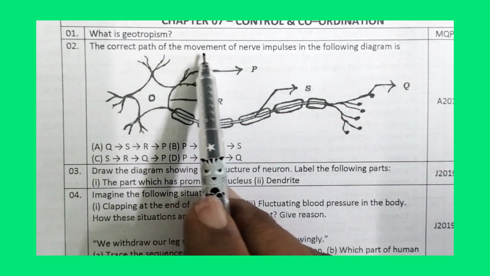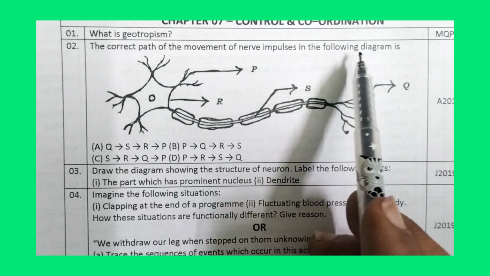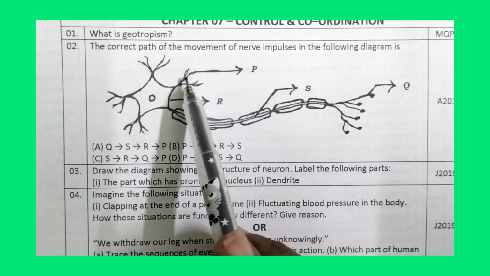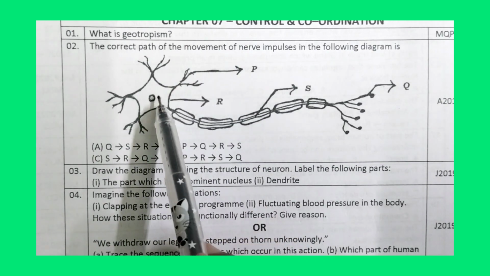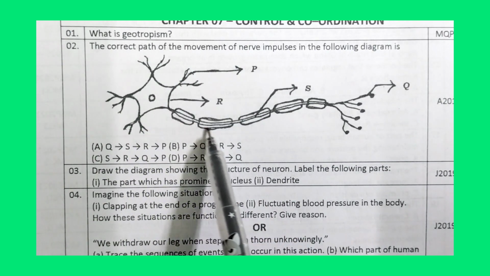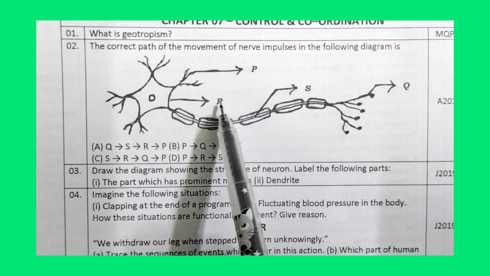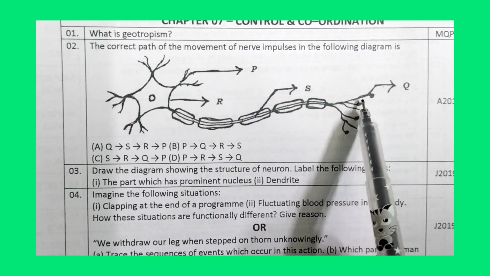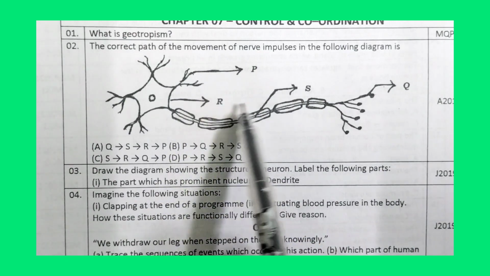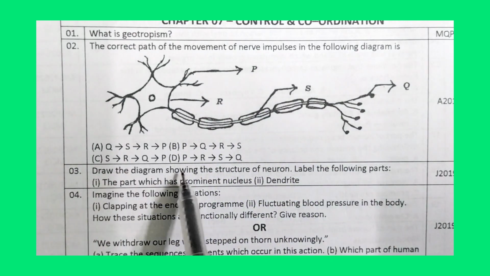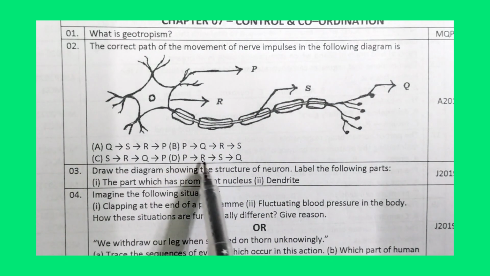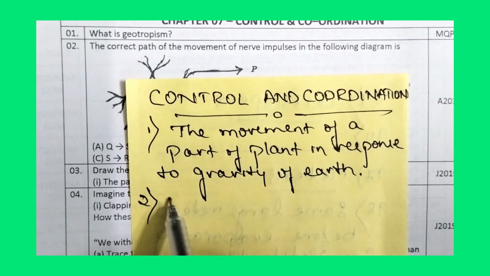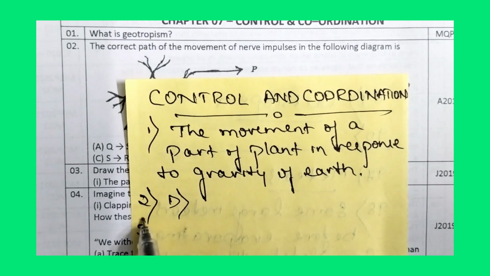The correct path of the movement of the nerve impulses in the following diagram is. P is the dendrite, the information comes to the cell body, which is R, then the axon, that is S, then the nerve ending, Q. So P R S Q. This option is there, option D, P R S Q. Therefore, for the second question the right answer is option D.